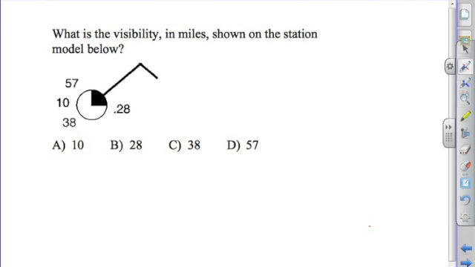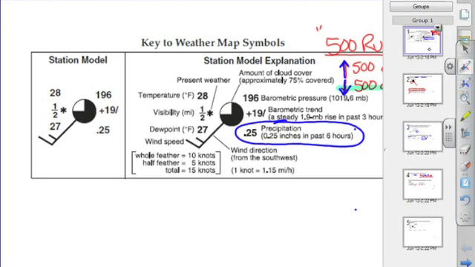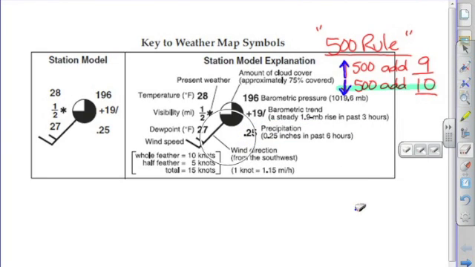Last sample question. What is the visibility in miles shown on the station model below? And there's a whole bunch of information there. I can't remember which one is visibility. Let me go back to my trusty reference table. We'll clean this up a little bit. Where do I see the word visibility?